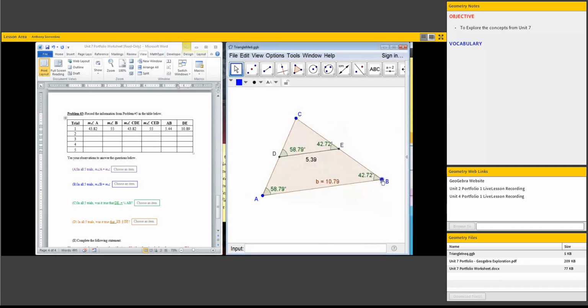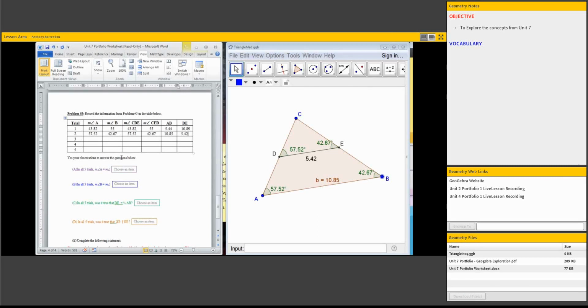Change it a little bit so that you get a couple of different viewpoints of it. So here let's say angle A is 57.52 degrees. B is 42.67 degrees. CDE is 57.52 degrees. CED is 42.67 degrees. AB is 10.85. And DE is 5.42.